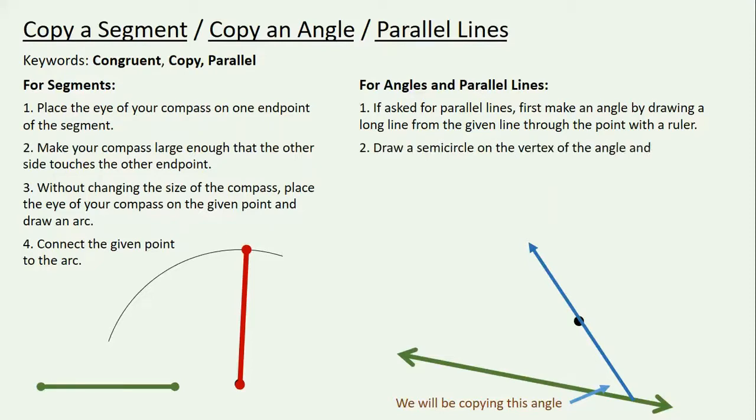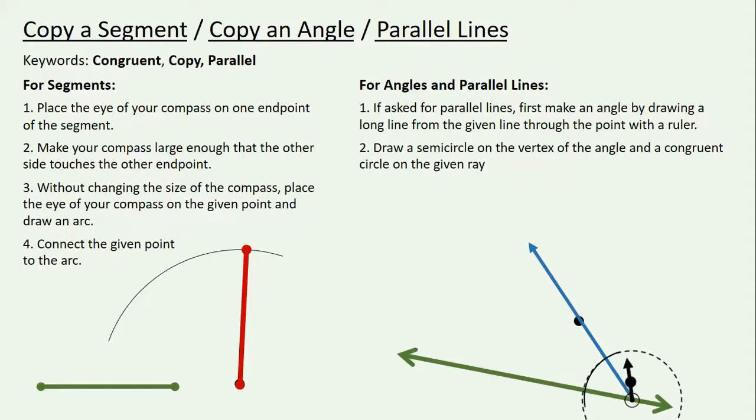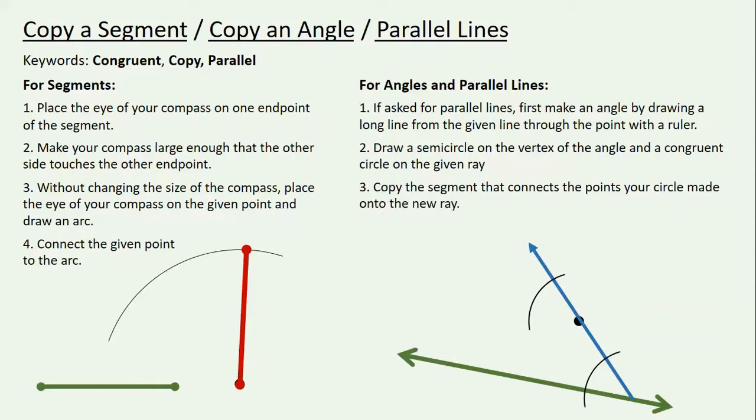Now, we're going to draw a semicircle on the vertex of the angle and a congruent circle on the given ray. So starting on our vertex, we're going to draw a semicircle. And then on our other point, with the same setting of our compass, we're going to draw another arc. Now, we're going to copy the segment that connects the points your circle made onto the new ray.